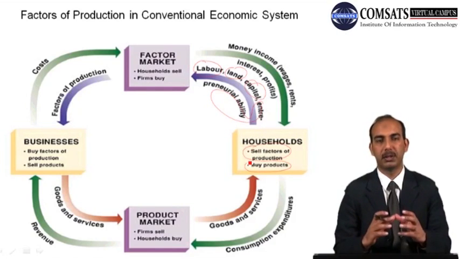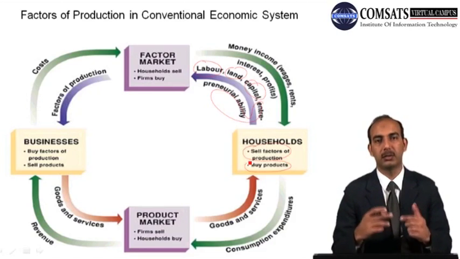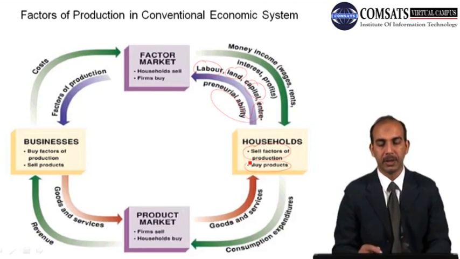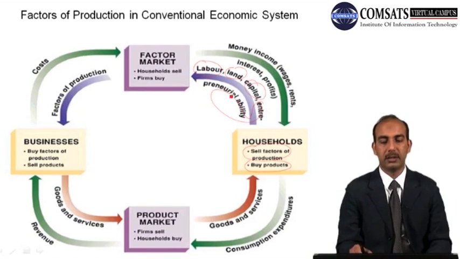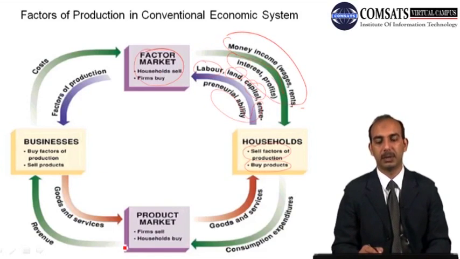When these factors of production are put in a process, they produce something, and again the households themselves purchase it. And it goes like that. These factors of production go to the factor market. Households sell their factors of production in the factor market, and in reward they earn money, income: wages, rent, interest, and profit. Whatever is the reward of all these factors of production, it comes back to the household.